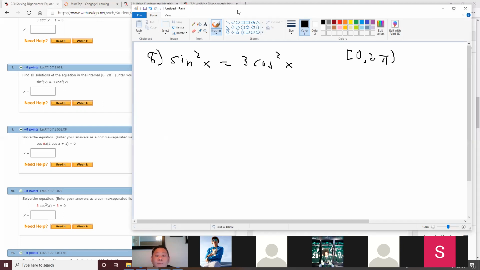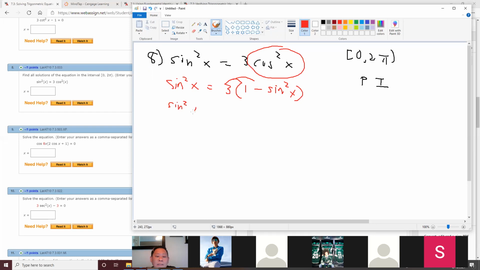You learned that. Pythagorean? Yes, we use Pythagorean. So which one do you want to change? Let's change cosine square x. So can someone tell me what is cosine square x using sine? 1 minus sine square x. Yep. Very good. So what we do here is we multiply the 3 inside, we distribute. So we get sine square x equals 3 minus 3 sine square x.